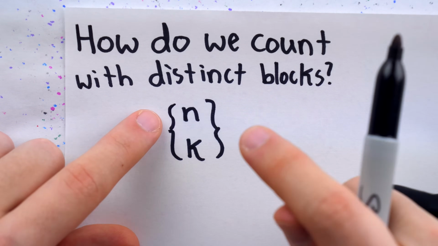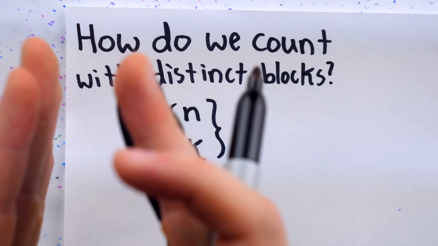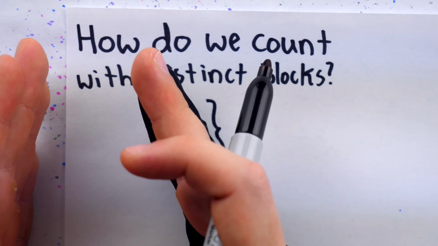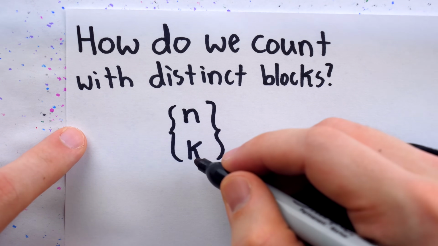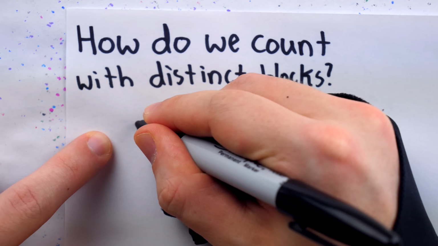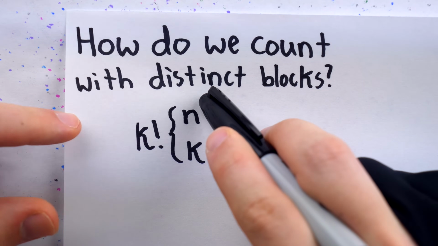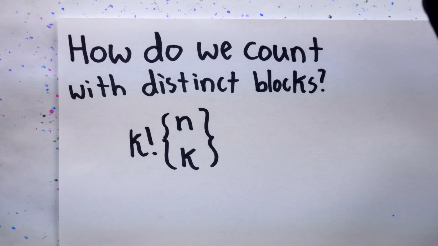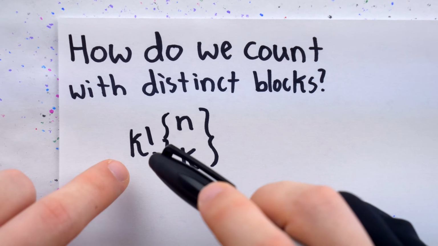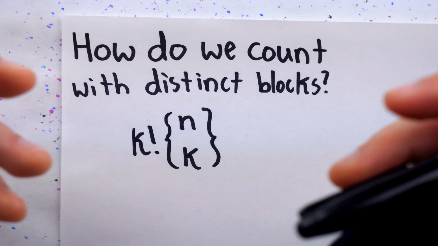But then how do we account for the fact that the blocks are meaningfully different? 1 and 2 going into block A is different from 1 and 2 going into block B. Well, since there are k blocks, all we have to do to account for this is to multiply by k factorial. Since the blocks are distinct, we can just regard all k of them as having a label 1 through k, and so then multiplying by k factorial just accounts for all the different ways they could be labeled.